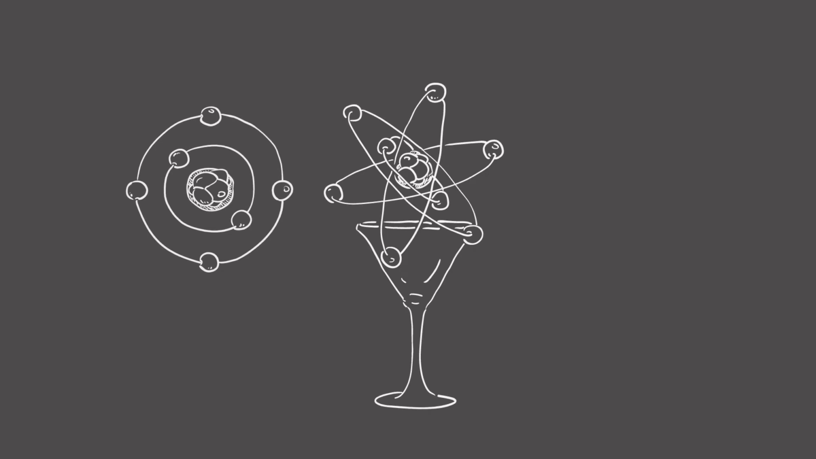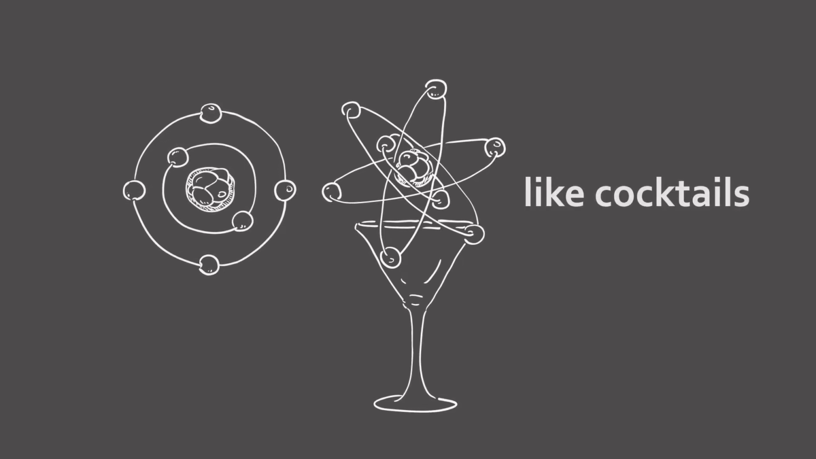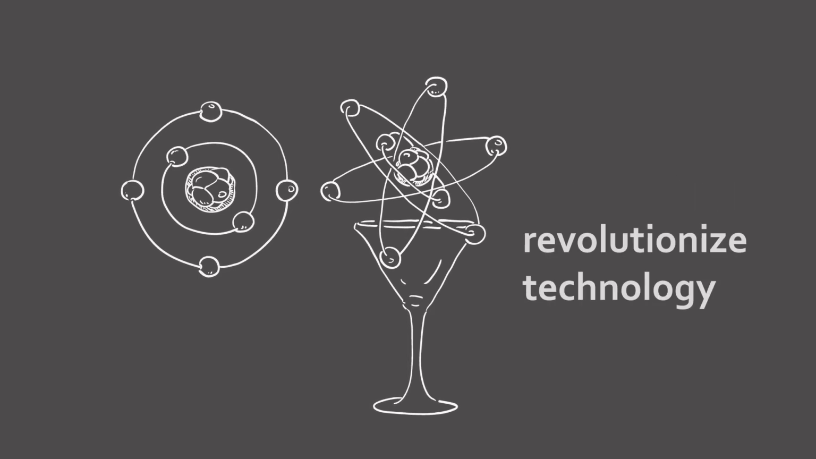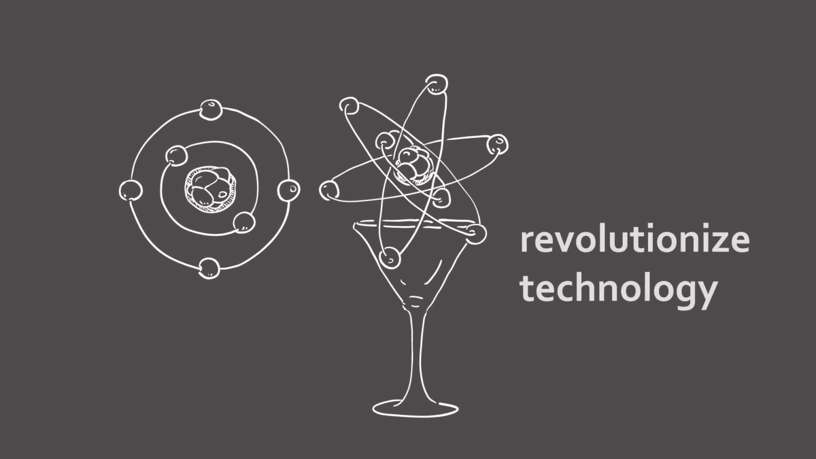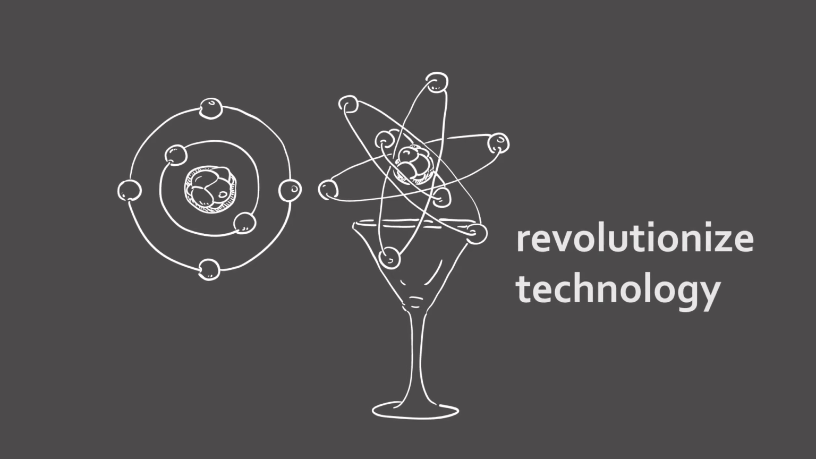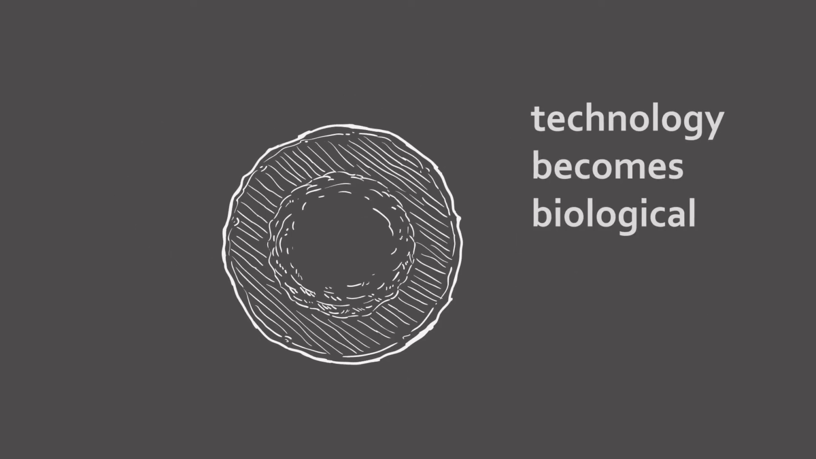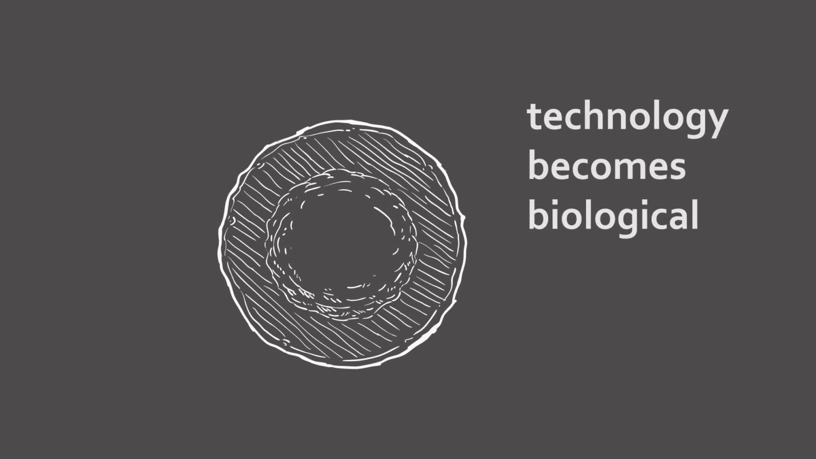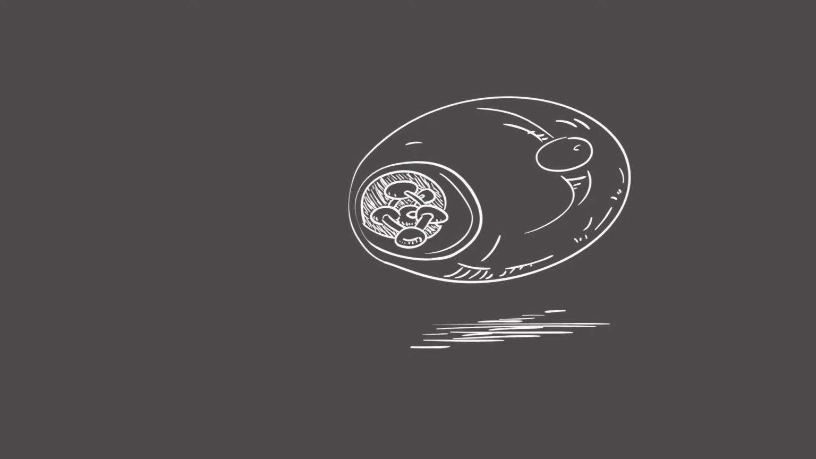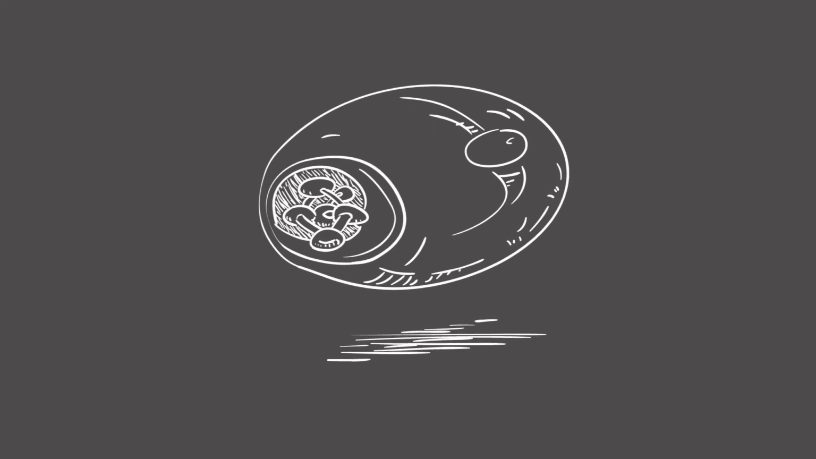Thanks to nanotechnology, we can design materials like we mix cocktails. With nanotechnology, we could revolutionize technology itself. Because when technology gets smaller than single cells, it can become biological. We could, for example, construct tiny vessels smaller than human cells, which can travel in the body and deliver medicine at exactly the place where it's needed.